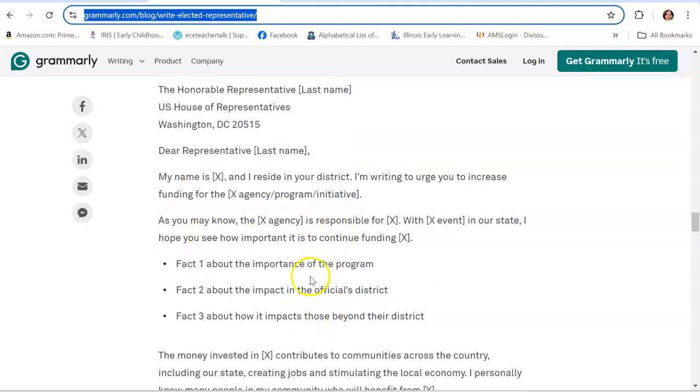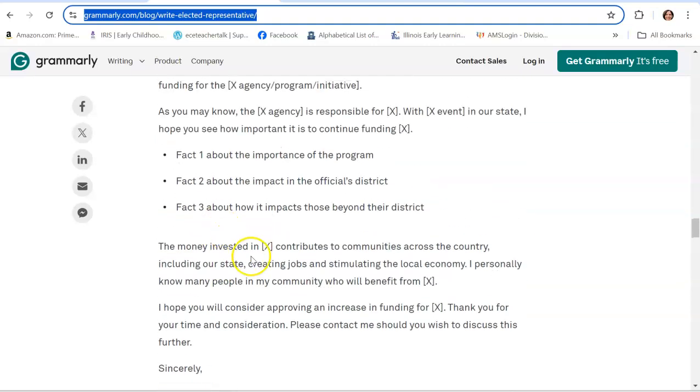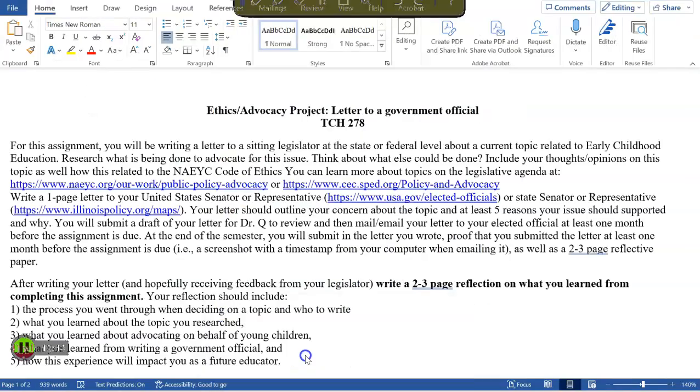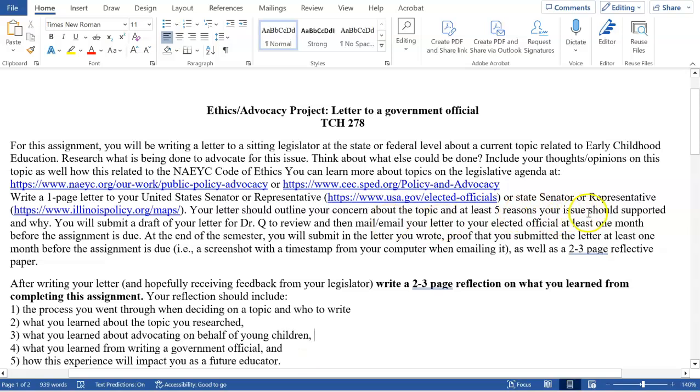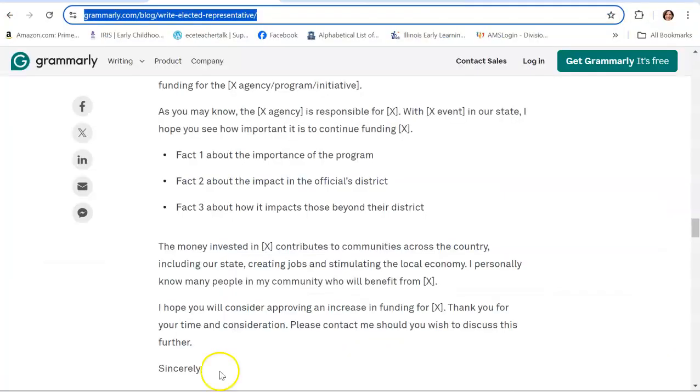So this is a great form, and you can use this form. I don't care if you copy and paste it and use this as a template. That is completely fine for me. For the facts 1, 2, and 3, think about those being your 5 reasons why your issue should be supported. So think about that as those facts 1, 2, and 3.